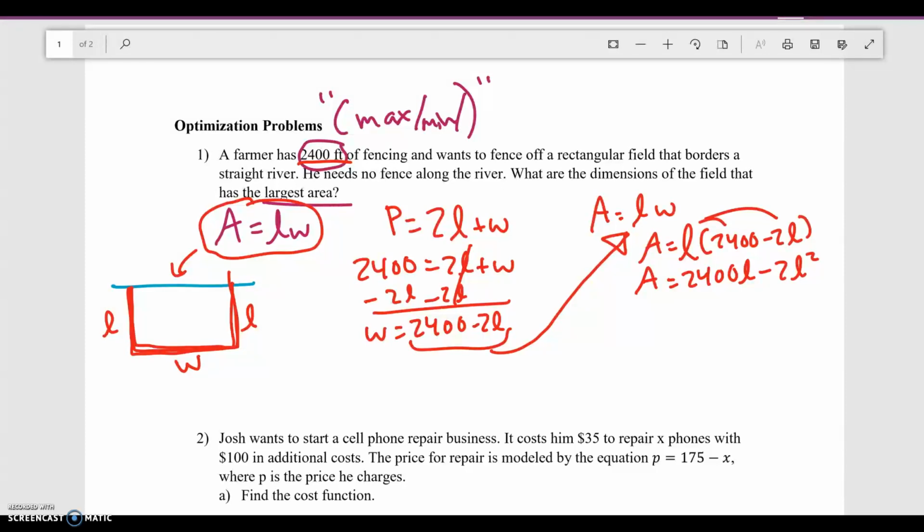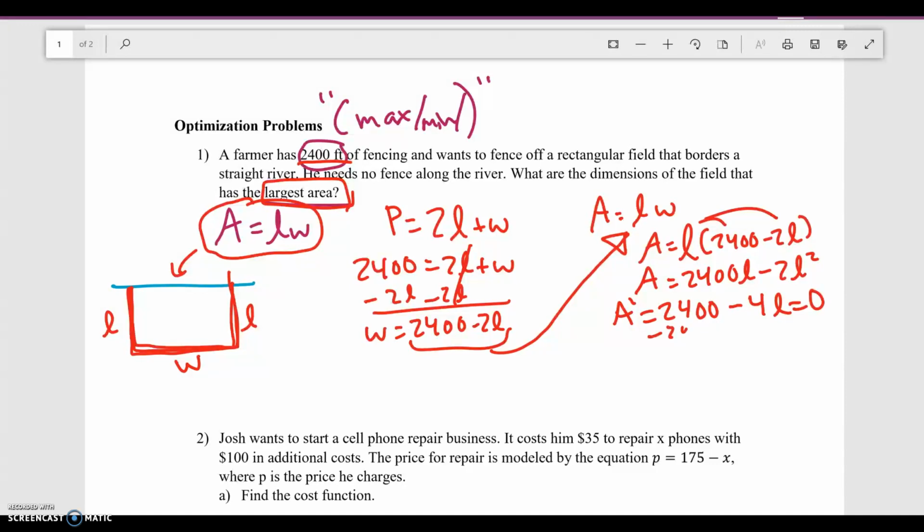At this point, since I want to find the largest area, that's a keyword for the derivative. So I'm going to take the derivative of A. So I have A prime is equal to the derivative of 2,400L, which is just 2,400, and then the derivative of 2L squared is going to be 4L. Now when I want to maximize something, I'm just going to set this equal to 0, and I'm going to solve for the value of L.